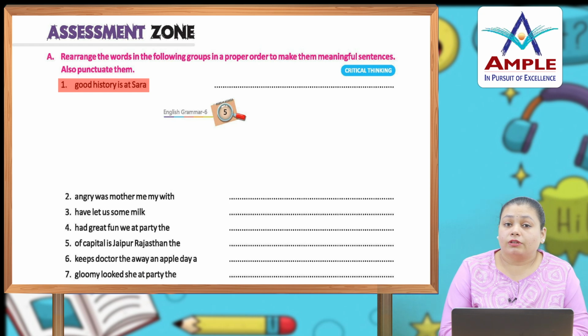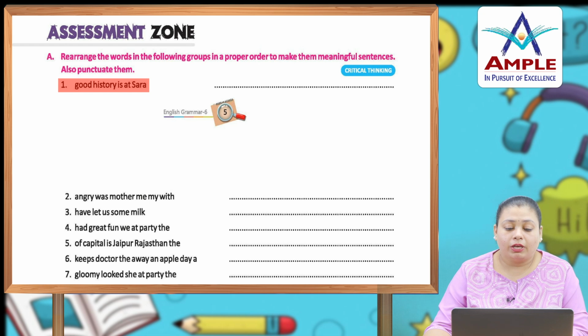Sarah starts with the capital letter S. Sarah is good at history. After that we put a full stop. So read the sentence carefully, arrange it in a proper order and make a sentence, and after that you have to put the punctuation marks as well. Now do the rest of the part on your own.